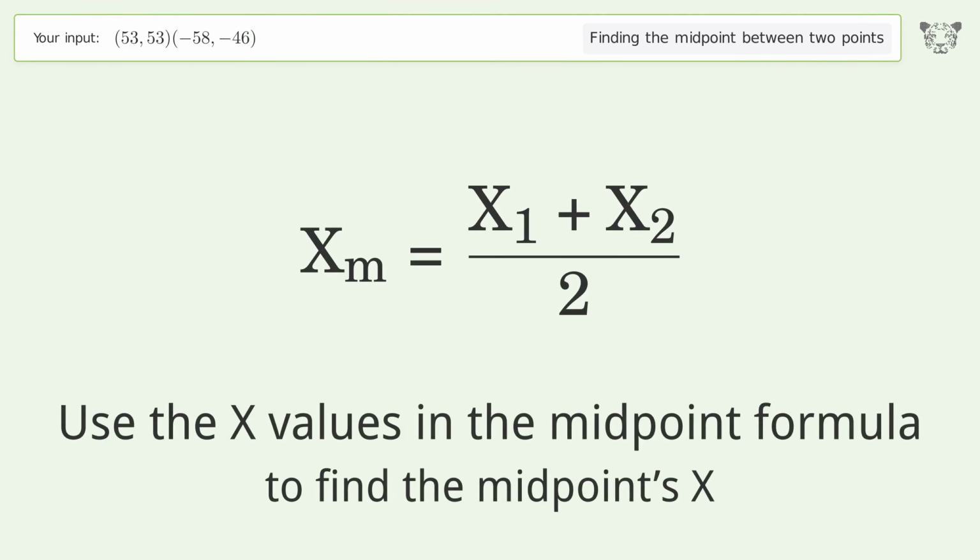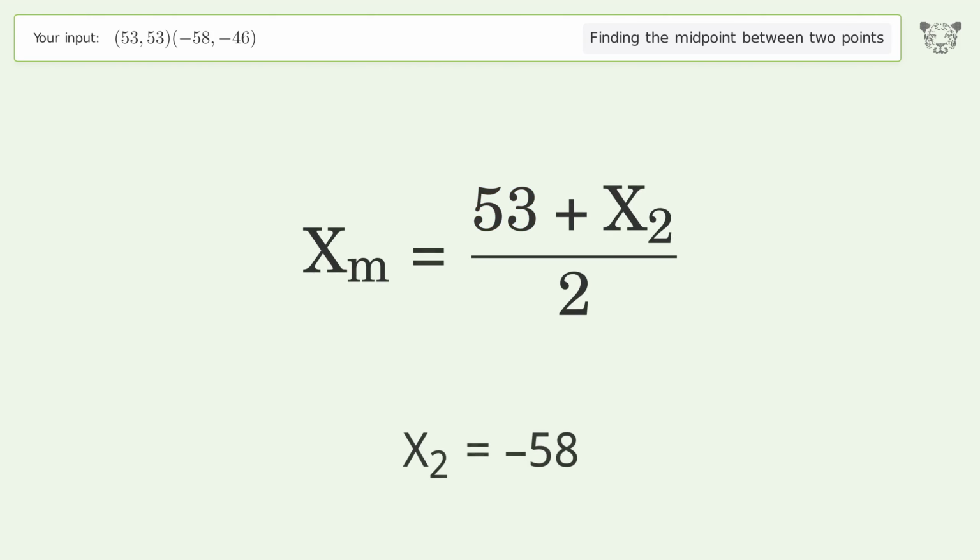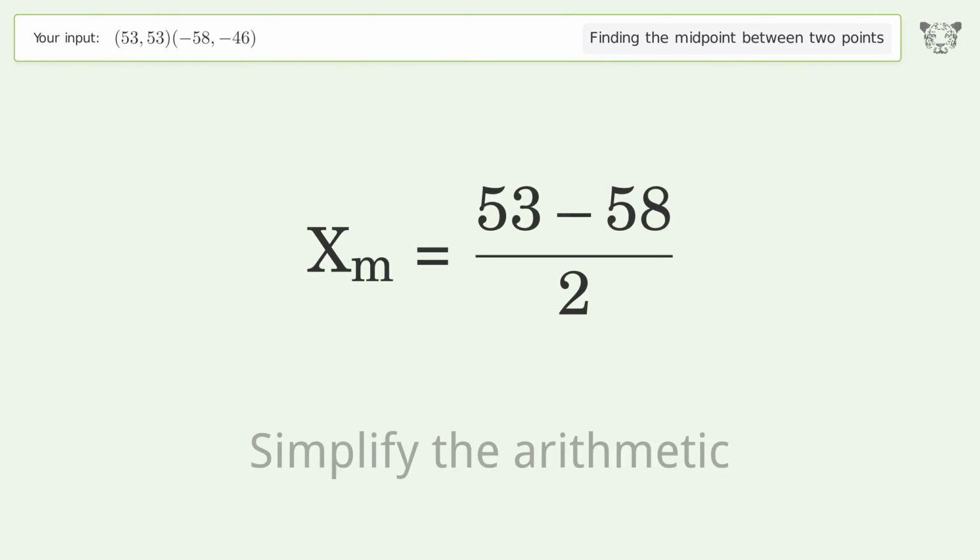Use the x values in the midpoint formula to find the midpoint's x. x1 equals 53. x2 equals -58. Simplify the arithmetic.